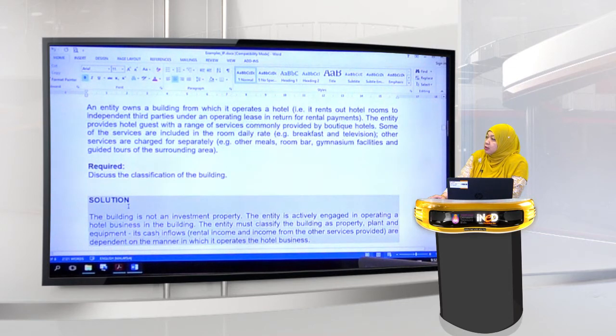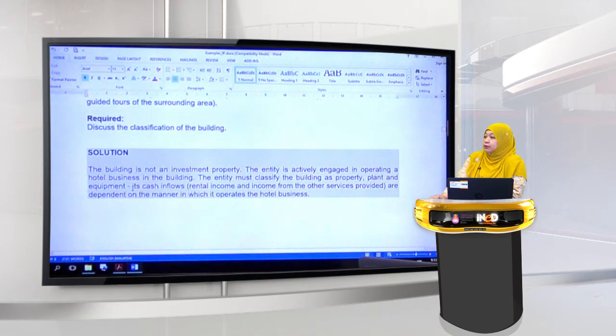So, in this case, because the building is used to operate a hotel, they will incur ancillary expenses in terms of providing services to hotel guests, and cleaning the gymnasium facilities, for example, for hotel guests. So in this case, this building is not classified as an investment property, as it is actively engaged in operating a hotel business in the building. So we should classify this building as property, plant and equipment. Okay.